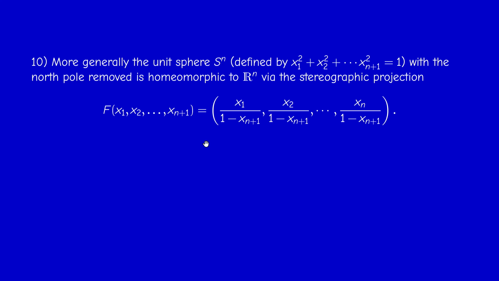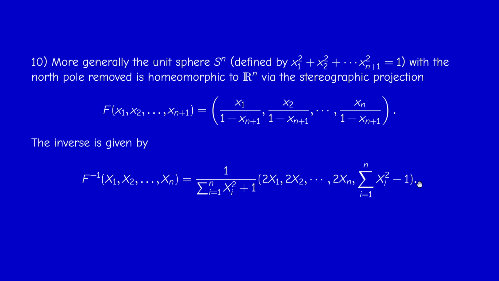So instead of x over 1 minus z, y over 1 minus z, you have x1 over 1 minus the last component, x2 over 1 minus the last component, and so on. And of course, the last component is different from 1 because we removed the north pole, which has coordinates 0, 0, 0, etc., and the last component 1. So here again, if you solve the equation f of x1, x2, ..., xn plus 1 equal t1, t2, ..., tn, you'll get this formula.